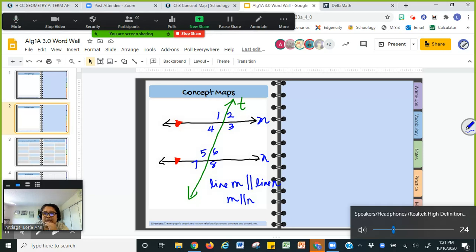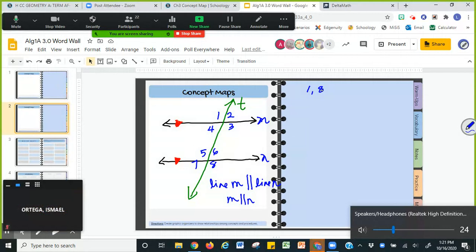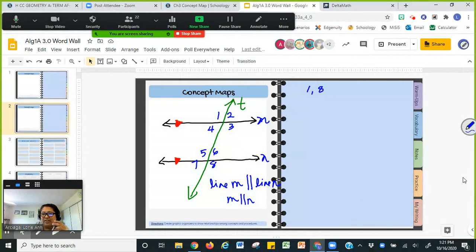Let's practice. Suppose I have 1 and 8. What kind of angles are they? Very good, Ismail. Come on, I want to hear you all at the same time. I already lowered my volume so you can just say it out loud. Okay, next. 1 and 7.